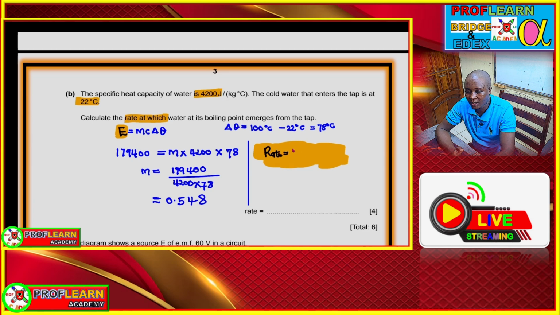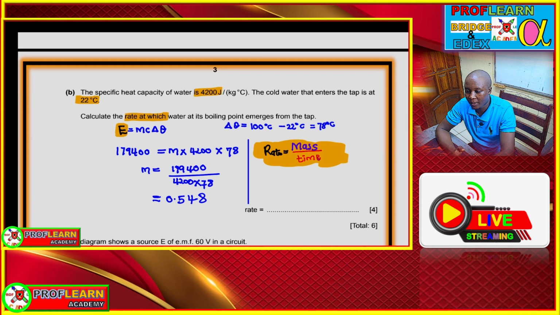So we can say rate is mass of water divided by the time taken in this case. So you have to remember that the mass, we've already gotten it to be 0.5548, and then the time will be the 60 seconds that we already had. So meaning that if we work it out, we are going to get 9.1 times 10 to the power negative 3 kilograms per second. That's the rate at which water will be getting out from the tap.